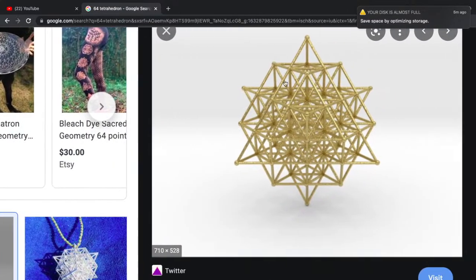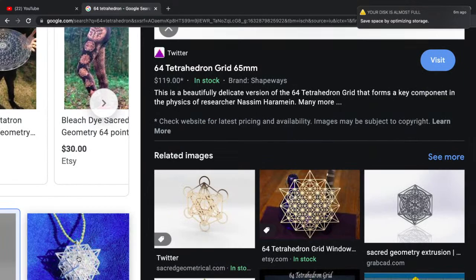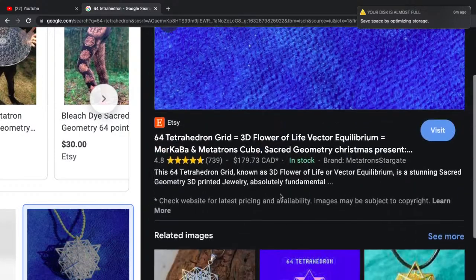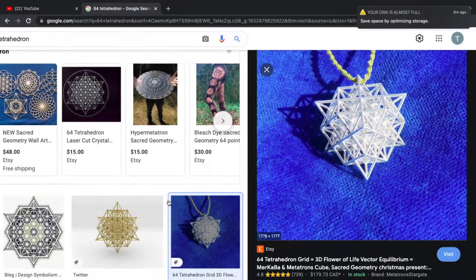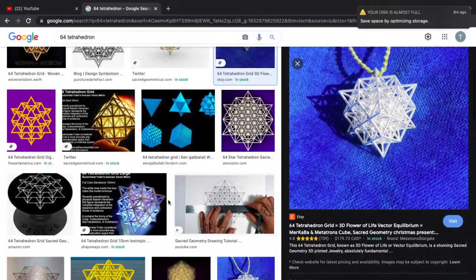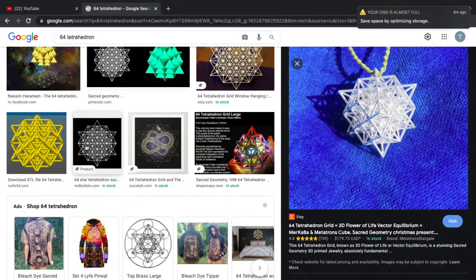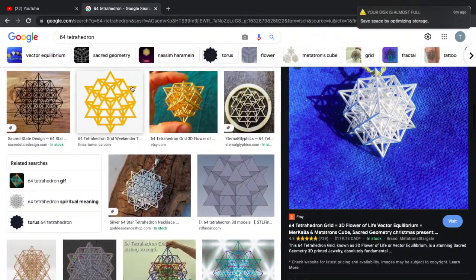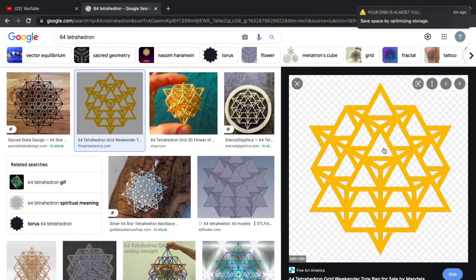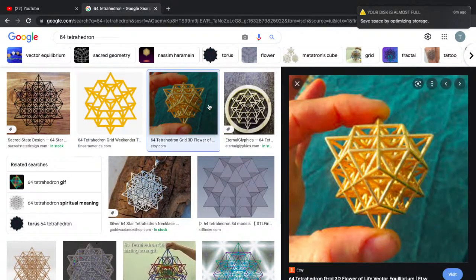But this is a 64 tetrahedron grid, and it was, I guess, discovered by Nassim Haramein, who has done some brilliant work. I'm pretty sure he calculated the mass of a proton more accurately than CERN measured it. I think I heard that. But there's so much. So this is 64 little tetrahedrons arranged. Okay, so this is the scaffolding of the universe, essentially.